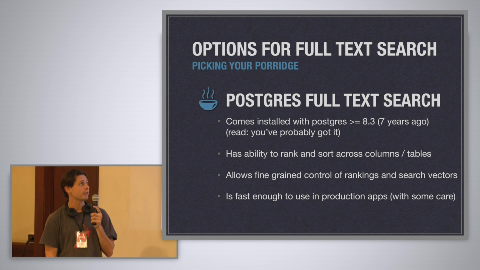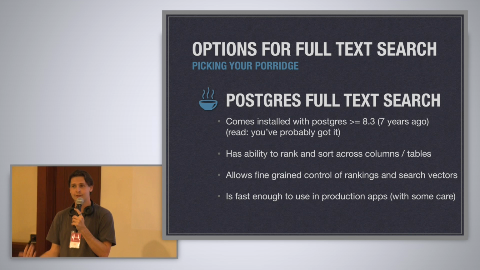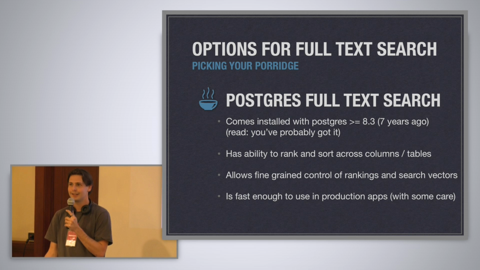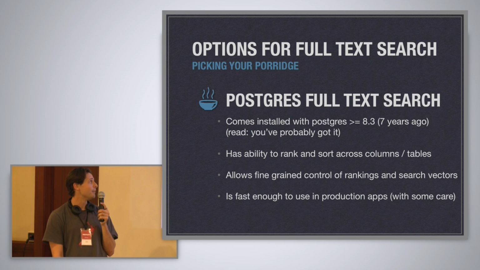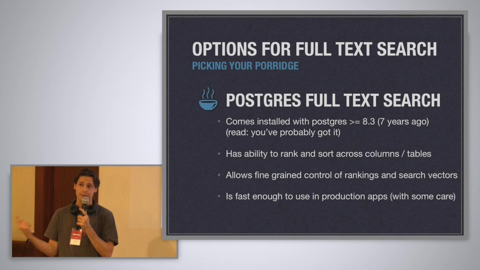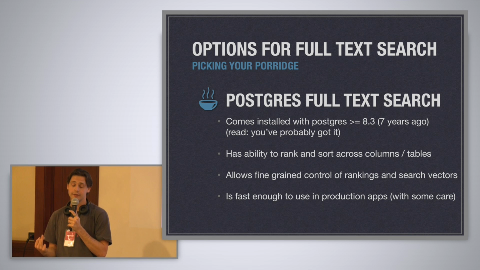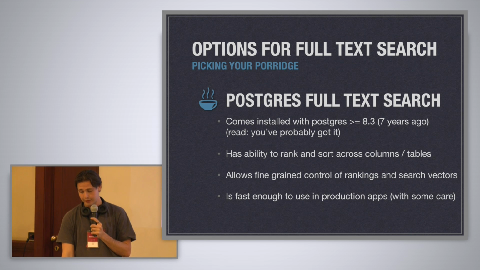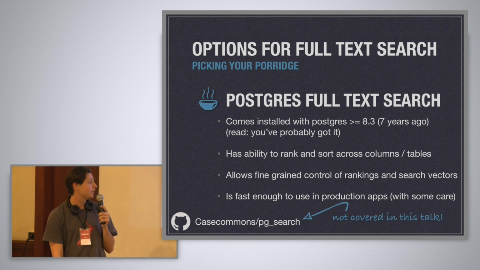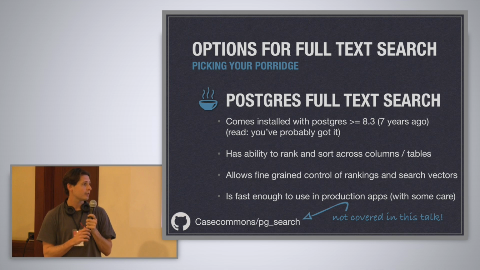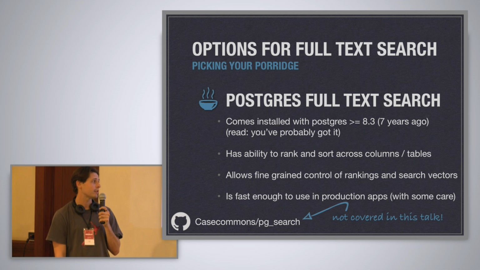It came bundled with Postgres 8.3, which came out just around when Obama was coming into office. So if you're running a Rails app, you most likely have it in your stack already. It has the ability to rank and sort across columns and tables, and allows fine-grained control of rankings and search vectors, and it's definitely fast enough to use in production with a little bit of care, which I'll talk about. There's also a gem out there that you can use called PG Search. I'm not going to cover it in this talk, but I'm more than happy to share my experiences with it after the talk in questions, if you like.